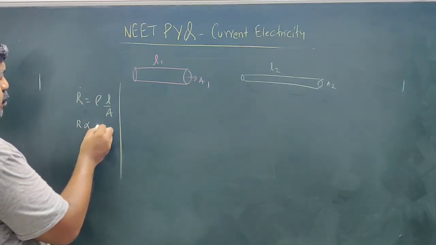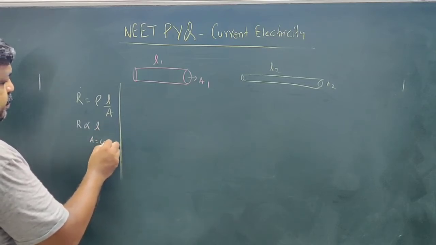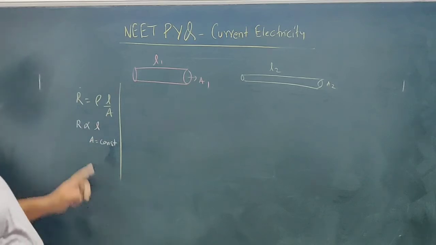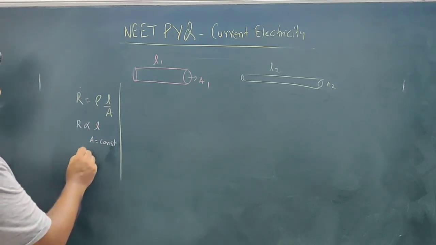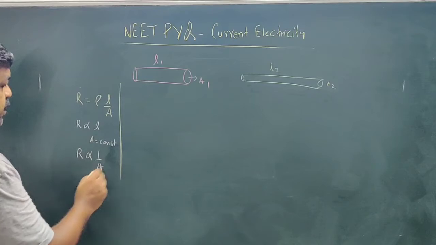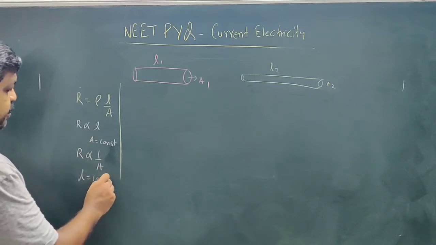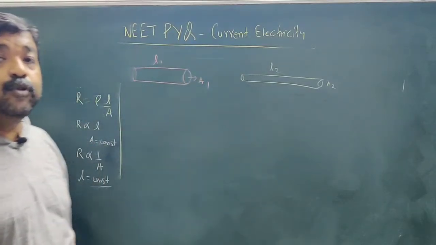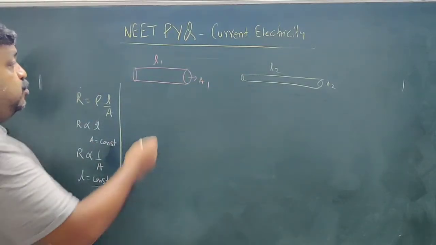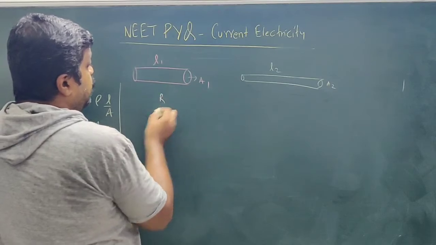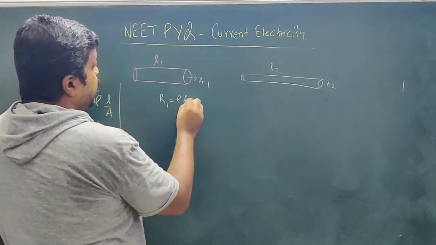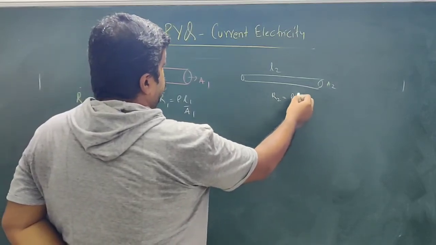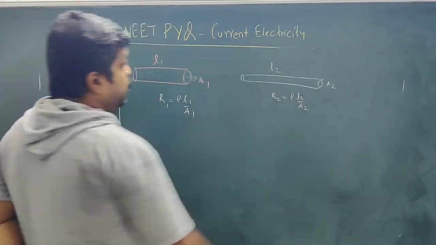resistance is directly proportional to length when area is constant. Similarly, resistance is inversely proportional to area when length is constant. But in this case, length and area both are changing. So for this, R1 is equal to rho L1 by A1, and R2 is equal to rho L2 by A2.